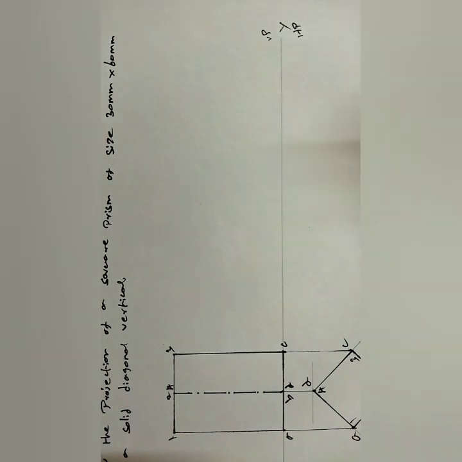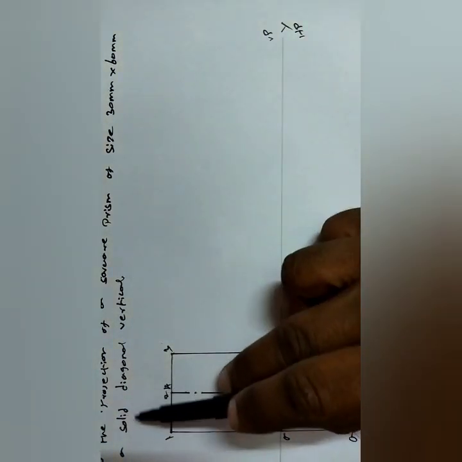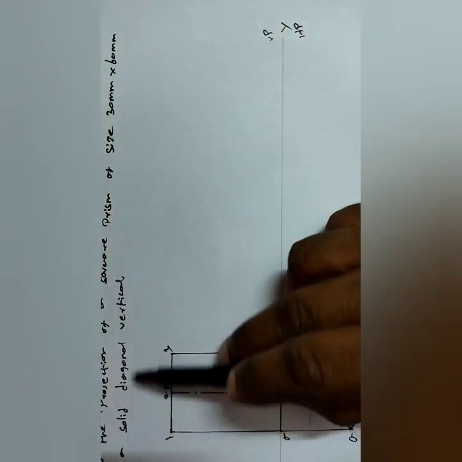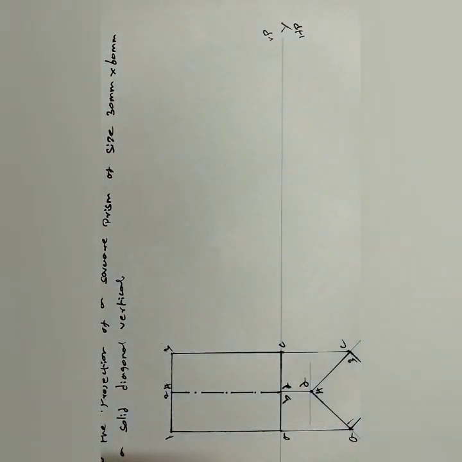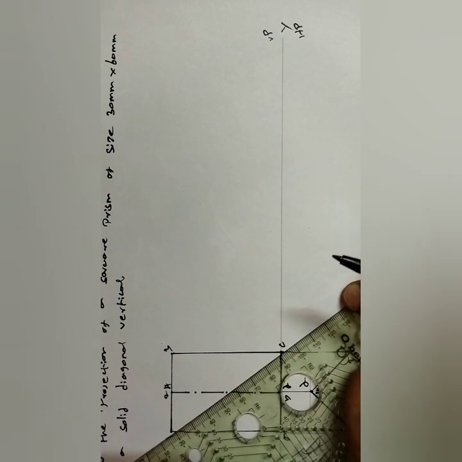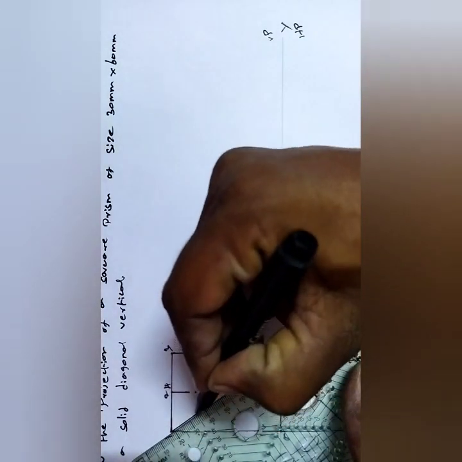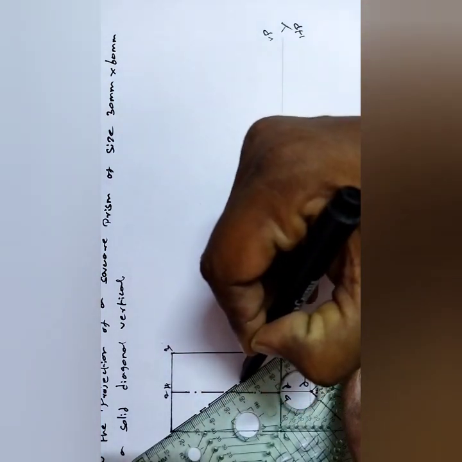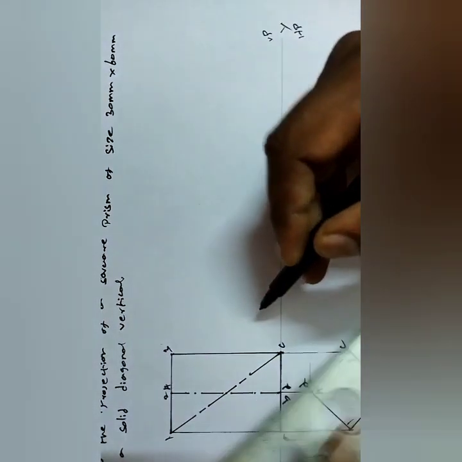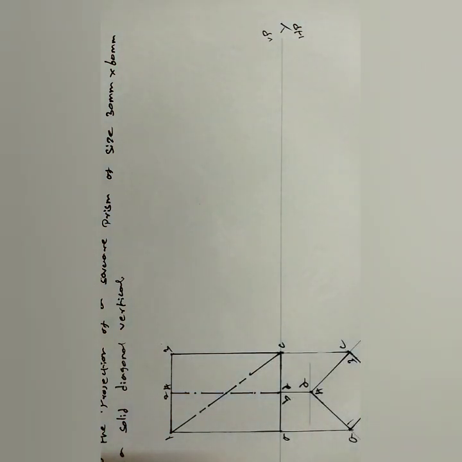The next condition is solid diagonal vertical. For that, the opposite corner is the solid diagonal. I will take C and 1 as the opposite corner. This line is the solid diagonal line. That is the second stage over.